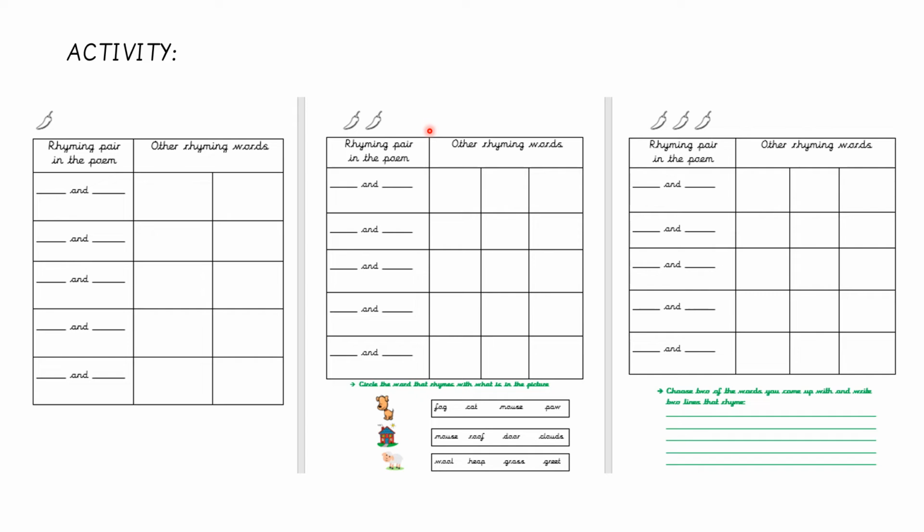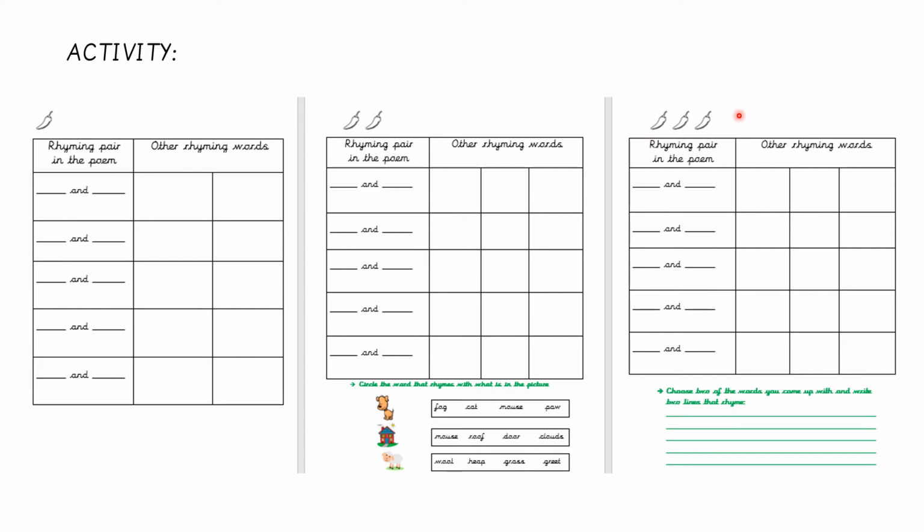If you choose the medium challenge, you have also got to find the rhyming pair in the poem. And then I would like you to find 1, 2, 3 other rhyming words that go together with our pair from the poem. And then at the bottom you've got a next step, and it says circle the word that rhymes with what is in the picture. So you need to have a look at the picture and choose from one of these words which one rhymes with what is shown in the picture.